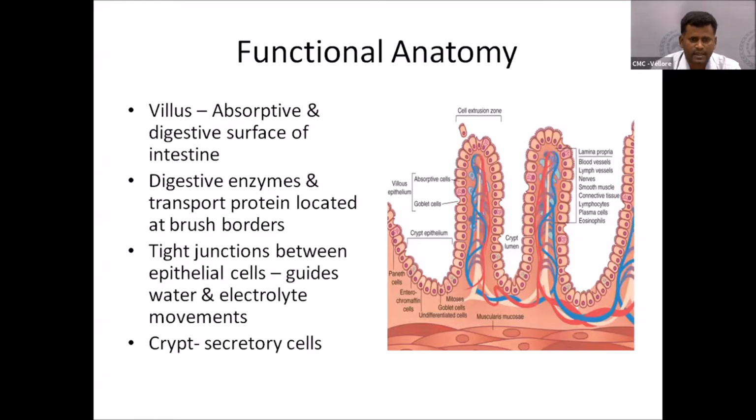And the tight junction between the epithelial cells of the villi allows the water and electrolyte movements, and the crypt is the area where the secretion can happen.